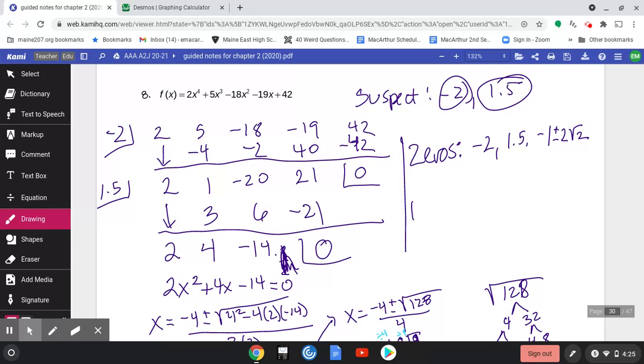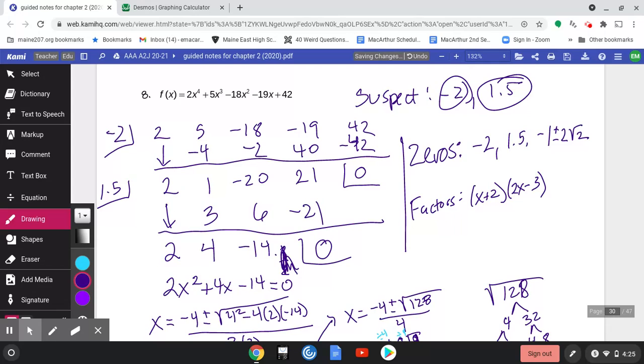Our factors, x plus 2. 1.5 is the same thing, as I said, as 3 halves. So that is going to be 2x minus 3. Sorry, that is a toughie part. You would have to change that back to a factor, 2x minus 3. If you solve that, you would get 3 halves.